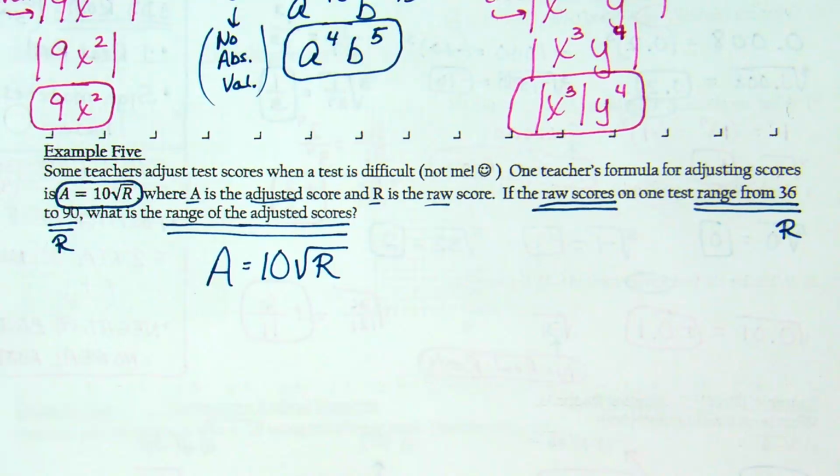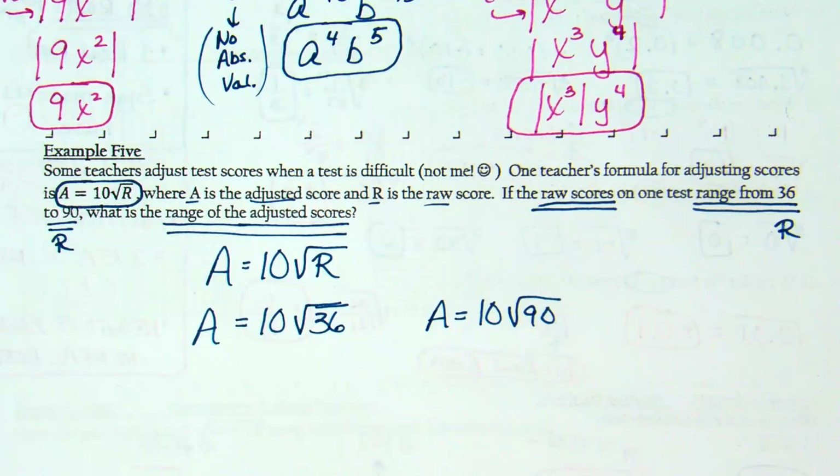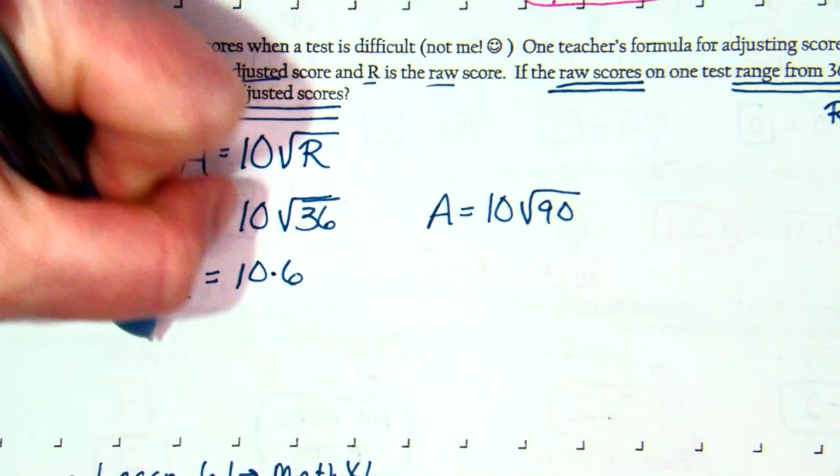So if it's A equals 10 square root of R, put in your first R value. A equals 10 square root of 36. You'll work that one, and you'll have to do the same thing again. A equals 10 square root of 90. What is the square root of 36? 6. 10 times 6? 60. So a raw score of 36 earns an adjusted score of 60.